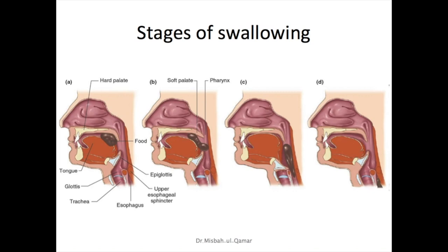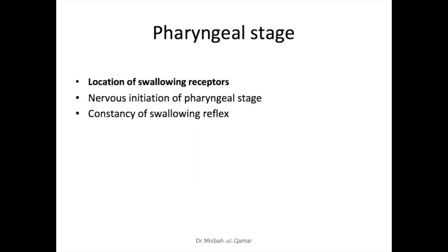The pharyngeal stage consists of a series of automatic pharyngeal muscle contractions. In fact, it's a reflex act which is initiated by the voluntary movement. The bolus of food in the posterior part of the mouth and pharynx stimulates the epithelial swallowing receptors, which lie in the most sensitive tactile area, that is in a ring around the pharyngeal opening, although the greatest sensitivity of these receptors is on the tonsillar pillars.